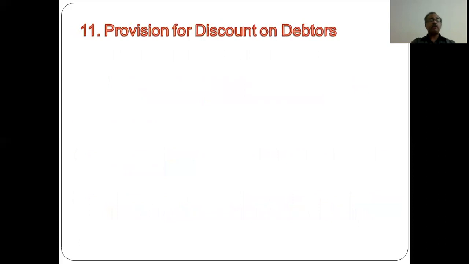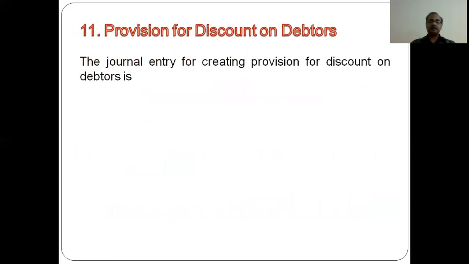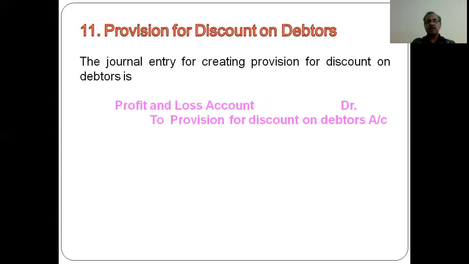The next one is provision for discount on debtors. This is the probable loss of discount to be allowed to the sundry debtors. Sundry debtors may ask for some discount, or we may allow some discount, and that will be a loss to the business enterprise. So for that purpose also, we can create a provision. The journal entry, as I told you, in order to create any provision, the P&L account will be debited: Profit and Loss Account debtor to Provision for Discount on Debtors.